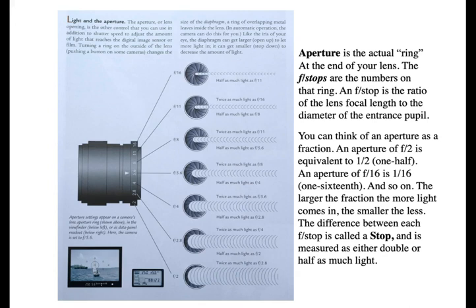So the f-stop is a ratio of the lens focal length in regards to the diameter of the entrance pupil. So you can think of apertures and f-stops as fractions. So an f2 is equivalent to 1/2, and an f16 is not just a fighter pilot.